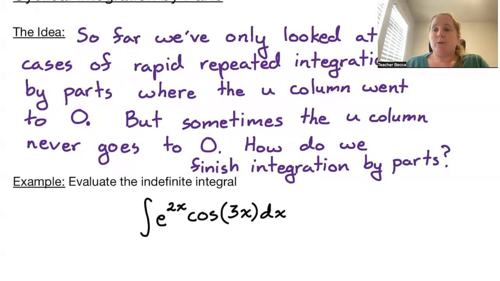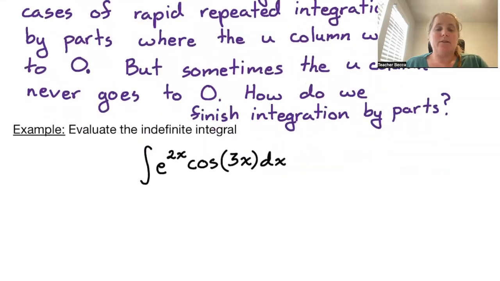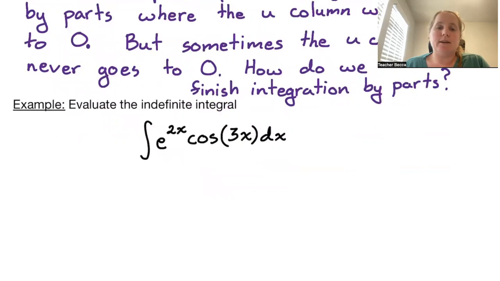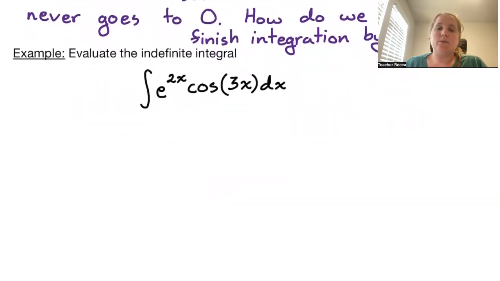So the most common places where you run into this issue are with cosine or sine multiplied by an exponential. So let's go ahead and evaluate the indefinite integral, the integral of e to the 2x cosine of 3x dx. So let's go ahead and just try rapid repeated and see what happens. So we'll go ahead and try rapid repeated first.